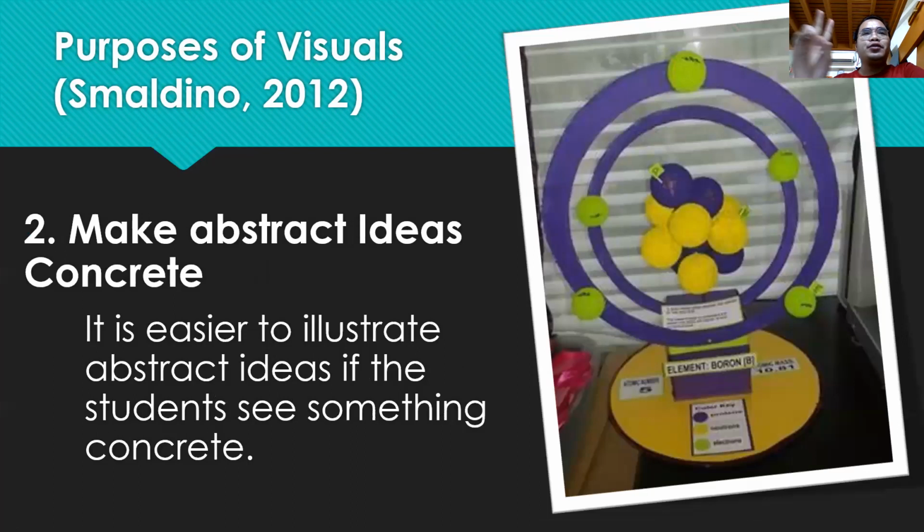Okay. Number two, it makes abstract ideas concrete. So things that we cannot see, but because of a model, because of a visual media, we are able to see them. Like for example, have we seen Jupiter? Have we seen Saturn in real life? Have we been there in space? There are only few people who have been there, right? Who have seen Jupiter with their actual eyes, or Saturn, or even other small objects like an atom. We cannot see an atom using our naked eyes.